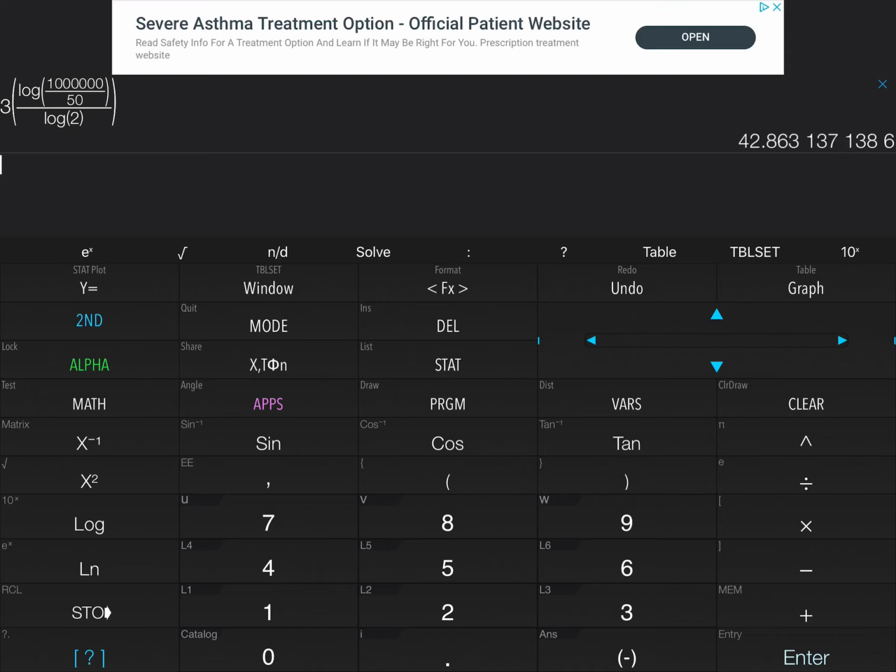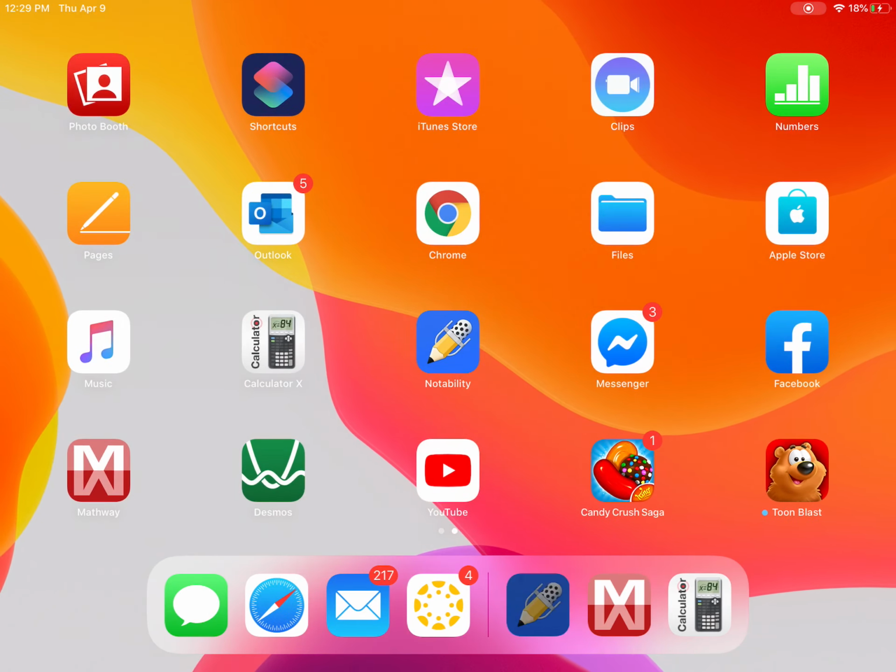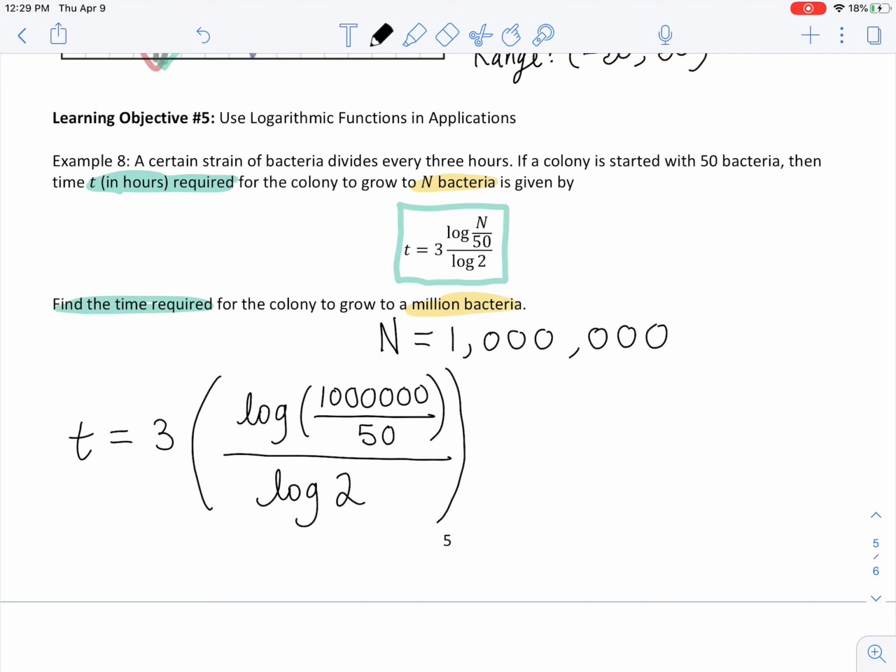I am done typing the expression. If I hit enter, I get that it takes about 42. I forgot the unit of the time, but let me go back to the paper and write it down. This came out to be approximately, didn't say anything about rounding, but you should probably be careful when you're typing your answers in your online homework because they may be particular about those roundings.